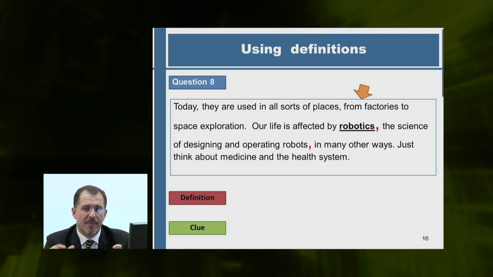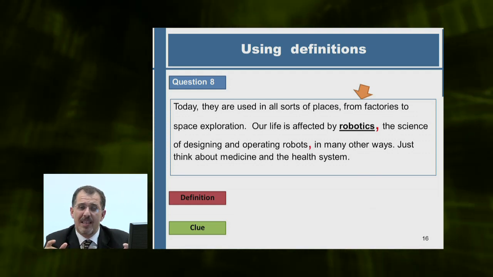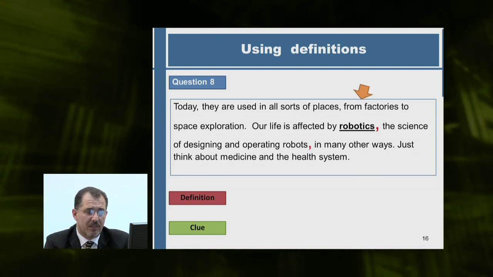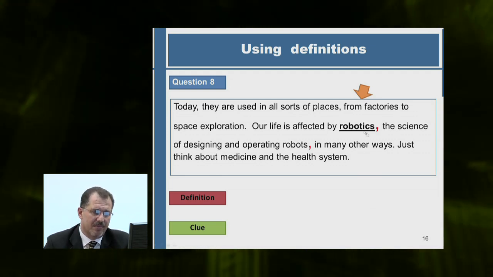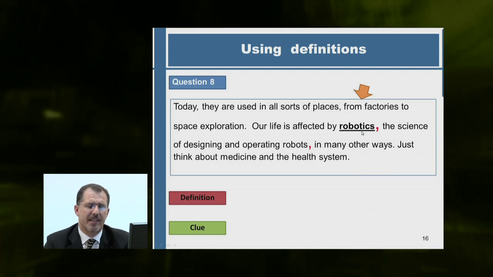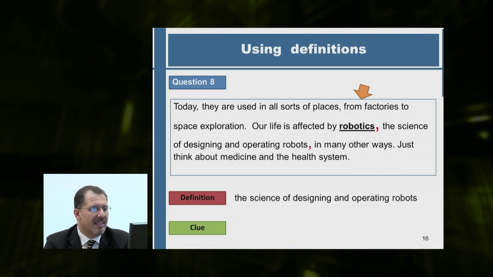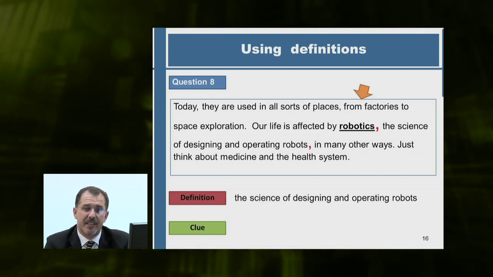We have commas, and what comes between the two commas is the definition. So here, try to define the meaning of this word. Try to define the meaning of robotics. What do you think? It's as follows. The science of designing and operating robots. What is the clue that we have here in this sentence? It's the comma. And here we have two commas, okay? And between the two commas, we have the definition.